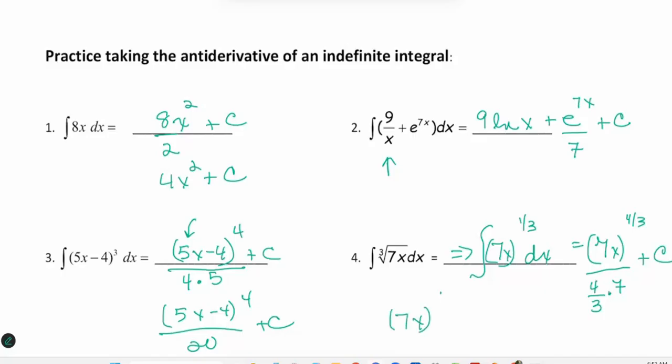Okay, so can I clean that up? 7x to the 4/3, I'm okay with that. But then down below, don't I have 28/3? So why not write that this way so I don't have a double-decker fraction? And then I'm going to say plus c.